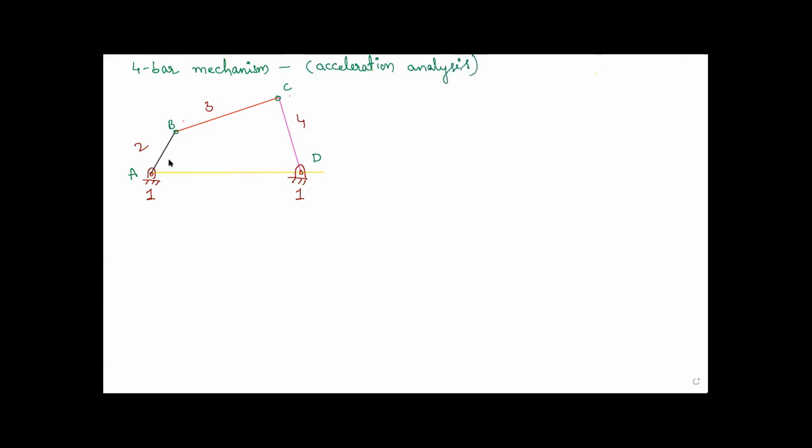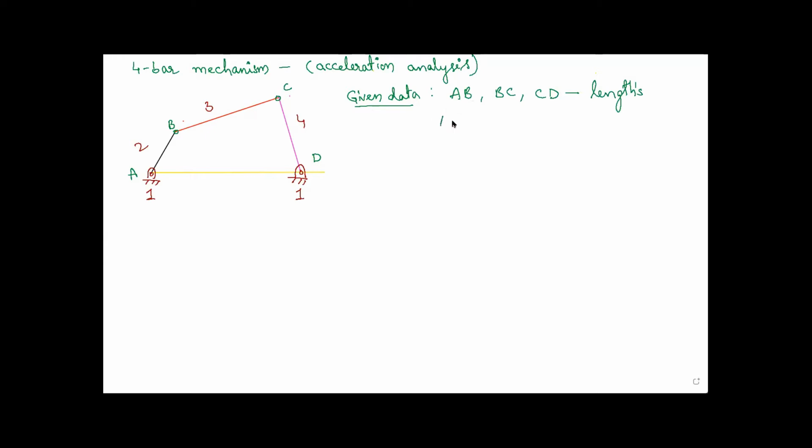So here in the question, usually the given data will be like this. AB length will be given, and BC length and CD length. These all will be known. Lengths will be known, and you will even know the angular velocity of link AB.